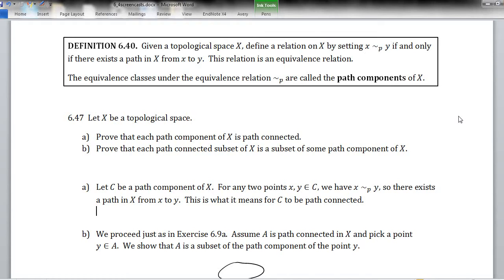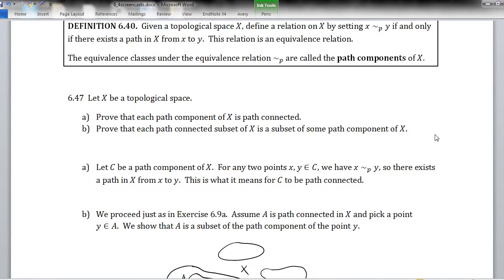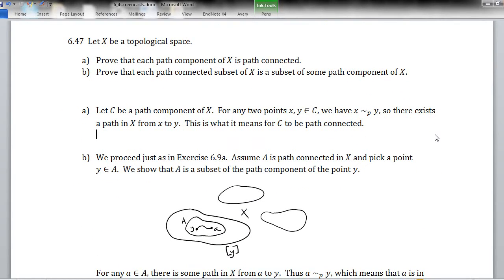So in exercise 6.47 here, we're going to let X be a topological space. And we're going to prove that path components satisfy a couple properties that we've already seen hold for components. So part A, prove that each path component of X is path connected. This proof's a little bit easier than it was for components.